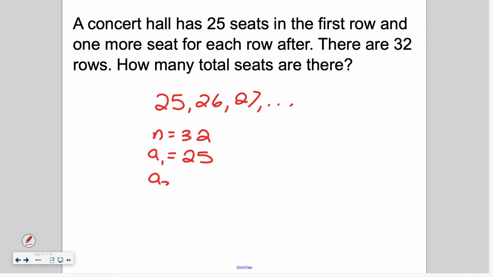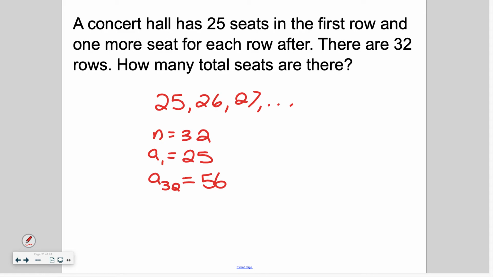Our first term is what? 25. And the 32nd term, can we actually figure that out without creating a formula for this one? If we're only adding 1 each time, what could I add to the 25 to figure out what the last row is going to have? It's 31, but why? Yeah, 25 already counts for 1 row, so there's 31 rows after that. So if I just add 31 to 25, we're going to get what? 56 in the last row.